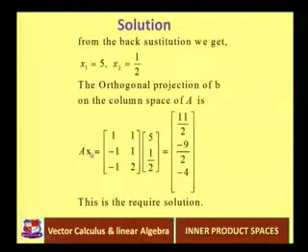Using this procedure we find the value of x1 and x2. x1 is 5 and x2 is 1/2, and this x1 and x2 is the least square solution. We get the least square solution.